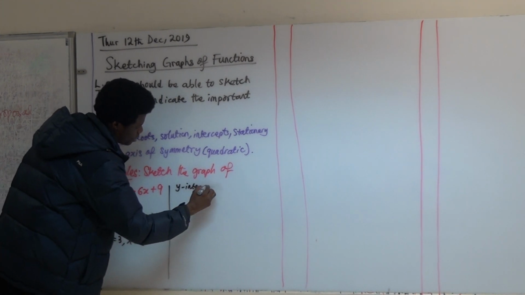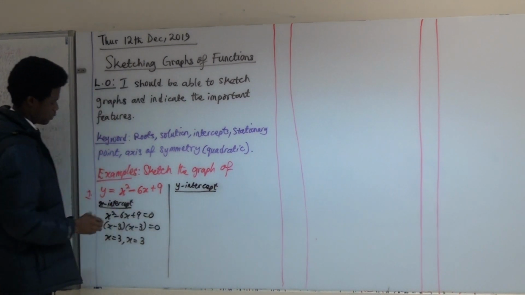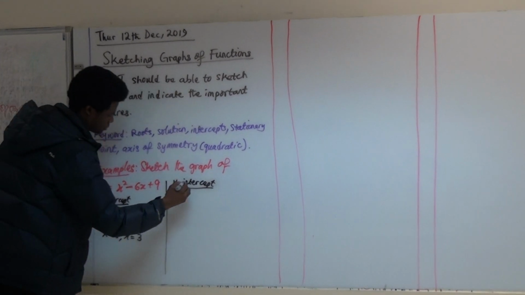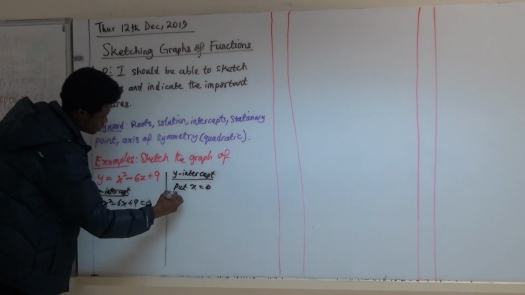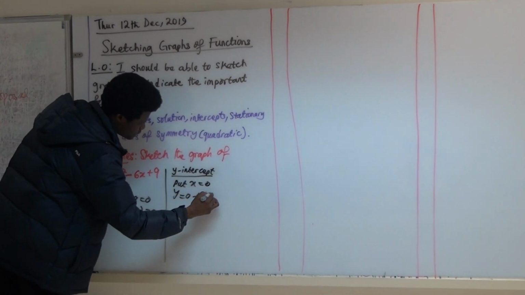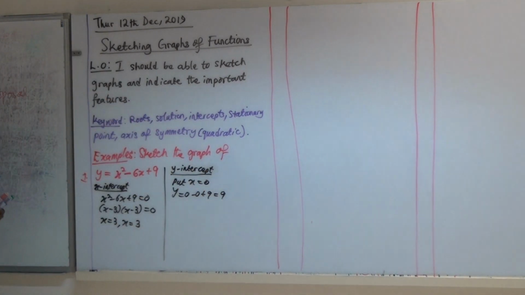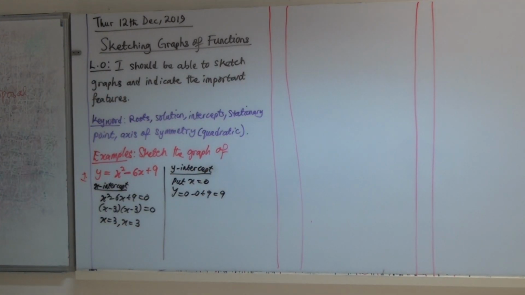Yes. For the y-intercepts, we put x is equal to 0. If we put x is equal to 0, y would be 0 minus 0 plus 9, which is equal to 9. Yes? So we have our x-intercept and we have our y-intercept. We just need now the turning point.